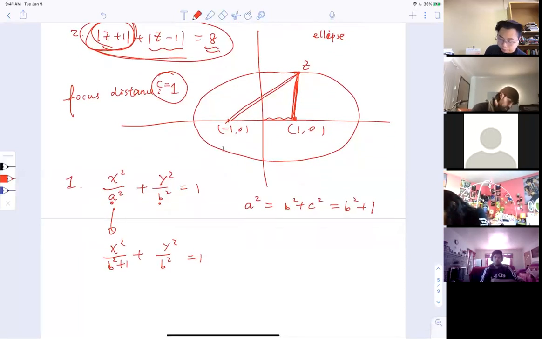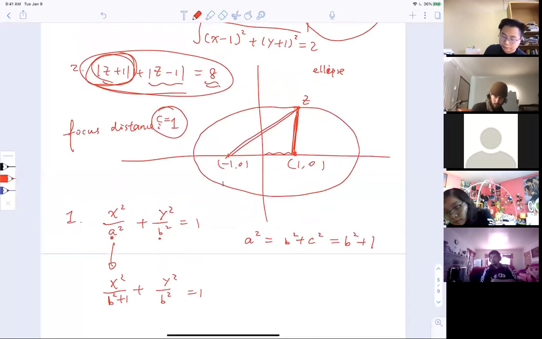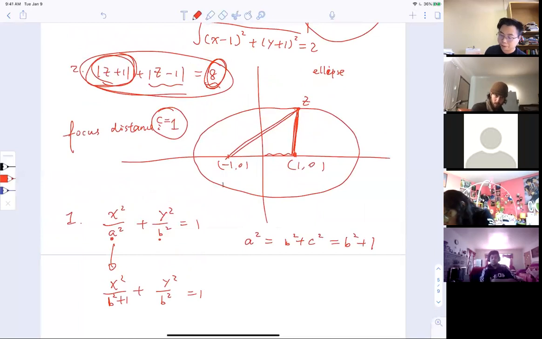So how to fix this unknown parameter b? We notice that there is one condition, one piece of information we didn't use, which is that the distance sum is 8. So we need to use that information. Let's just choose a special point on this ellipse, for example this point, which is easy to write down because x is 0. If x is 0, then y is b, right? So this point is (0, b).